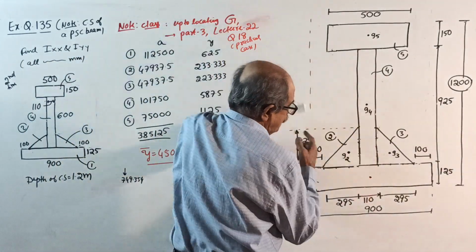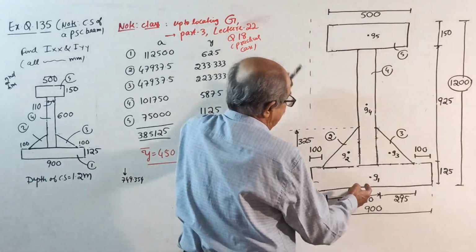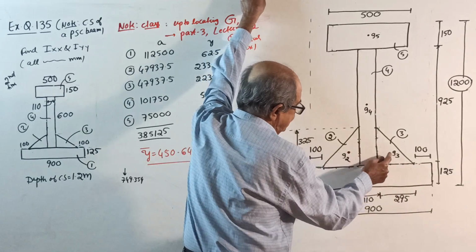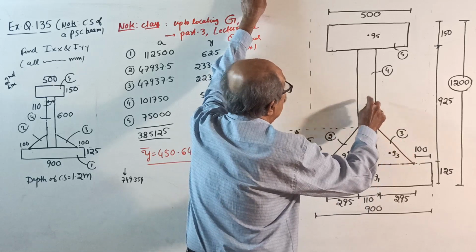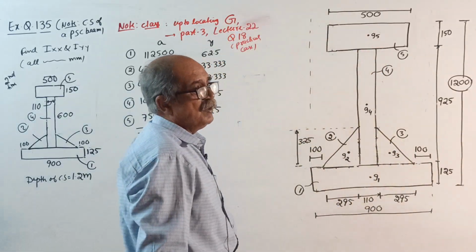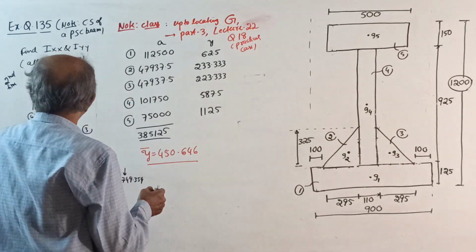G1, the centroid. I forgot to write G1 here. Nowadays I am not using blue color. G1, G2, G3: one by three, two by three, one by three, two by three. Then G4, G5, this is all over. Then make a note: we have to locate the centroid.